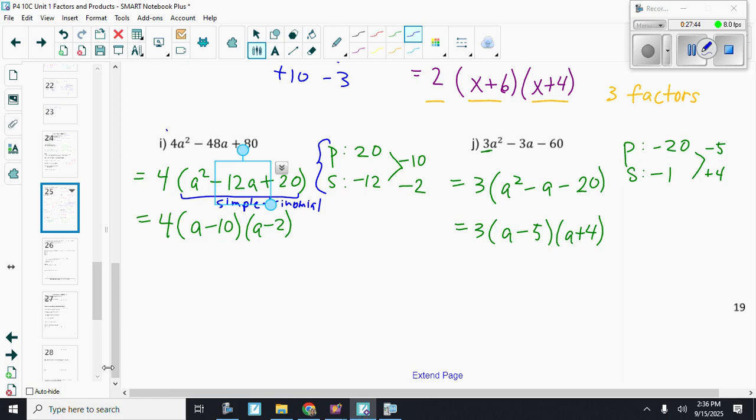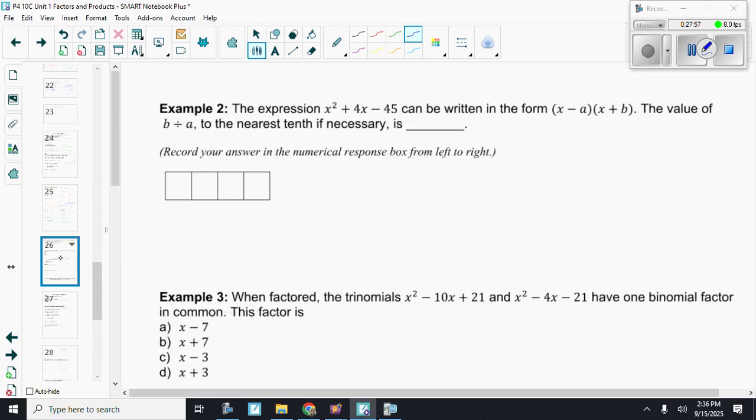We had to take out a greatest common factor to get our simple trinomial. Once we have the simple trinomial, we can do product sum to get our 2 factors. So let's finish up with these examples. We have an expression. This is example 2. We have an expression, x squared plus 4x minus 5.